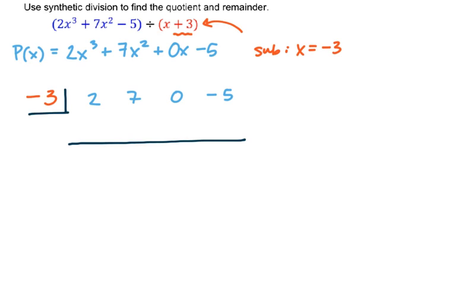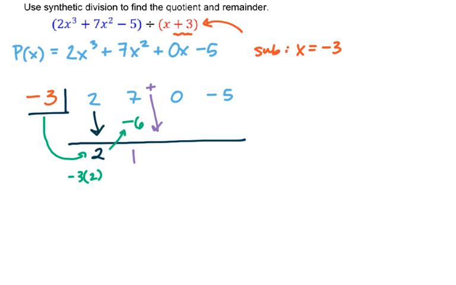So what we're going to do here is bring down the first number. We always bring that down first. So bring down the 2. And then we're going to multiply and put that number up here. So negative 3 times 2 gives me negative 6. After I multiply, I bring that value down and add. 7 plus negative 6 is 1.